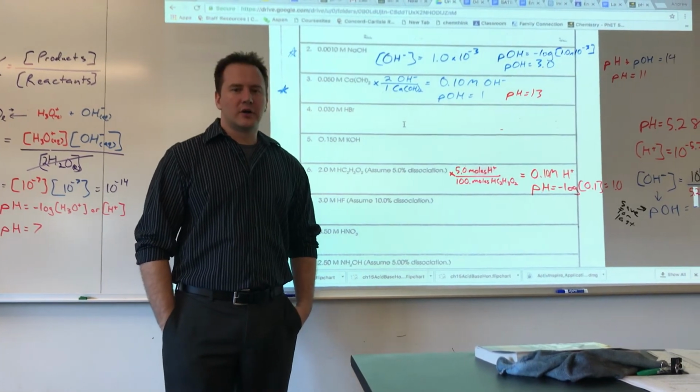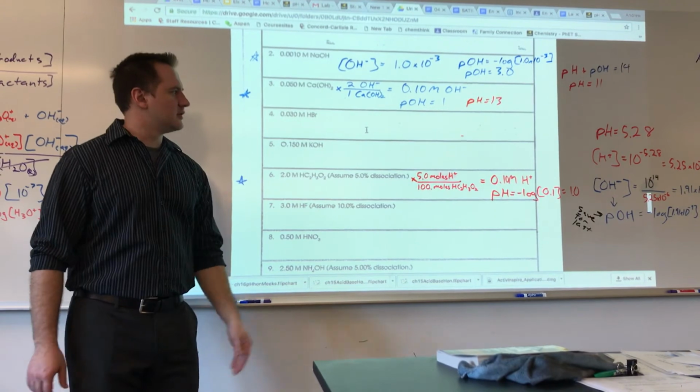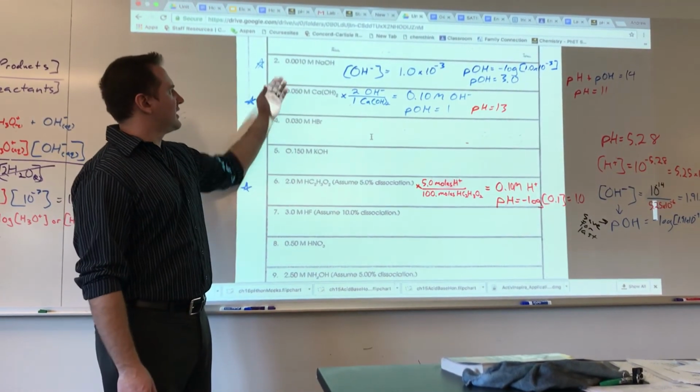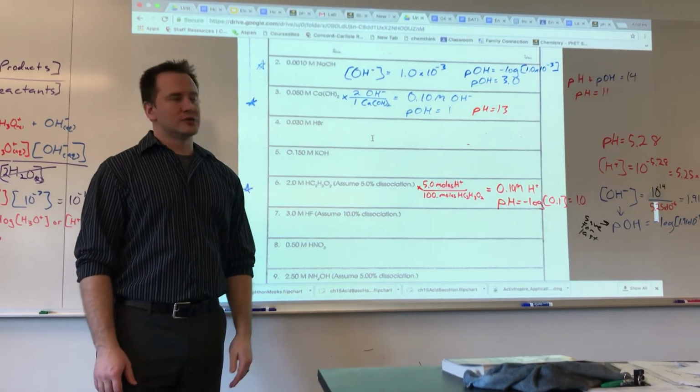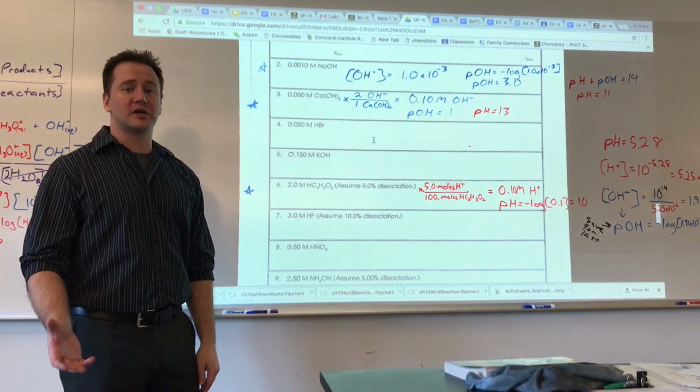All right, so now we're going to go over a couple practice problems from the homework. We'll select the 3 that you see stars next to, and then we have one more that the numbers aren't quite as clean with. So the first one just asks you to determine the pH of a solution that contains a 0.0010 molar concentration of sodium hydroxide.